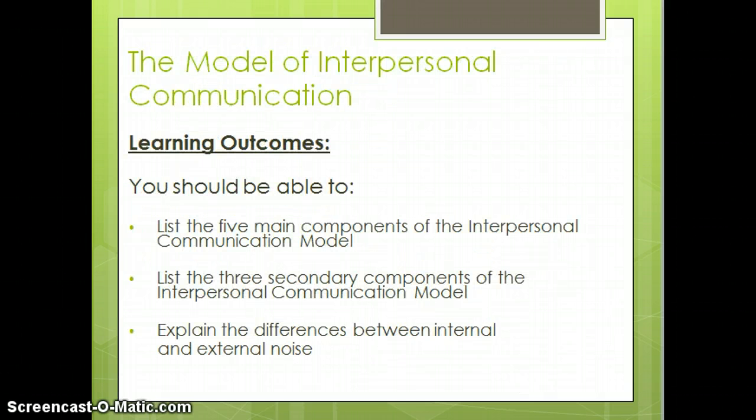Just to remind you again of what our learning outcomes are, they're to list the 5 main components of the interpersonal communication model, list the 3 secondary components of the interpersonal communication model, and third, explain the differences between internal and external noise.